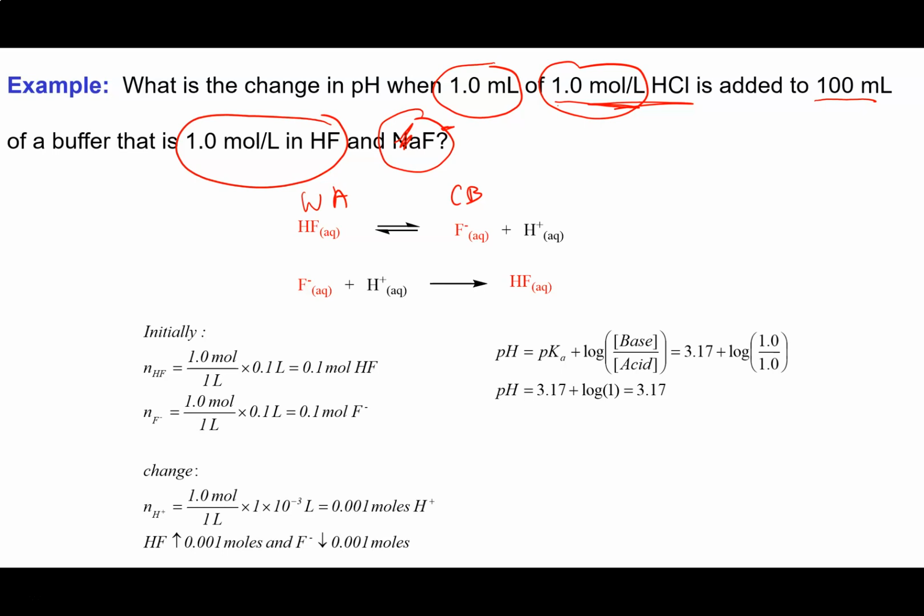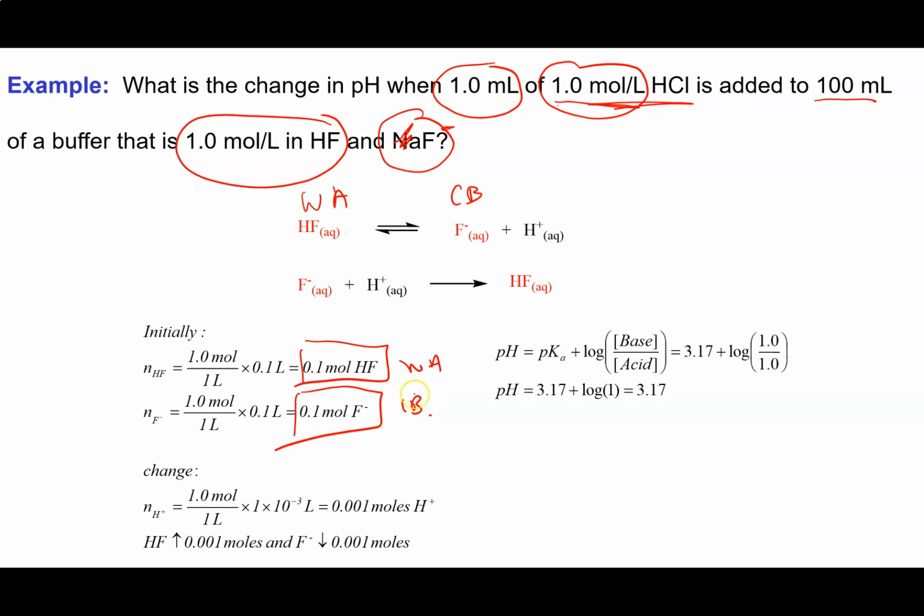So what are we starting with? Okay, so we're going to do a couple of things here. We're going to figure out the number of moles of our acidic and basic components to begin with. So they're both 1 mole per liter, and we have 100 mL or 0.1 liters of each. So that means that we've got 0.1 mole of both our weak acid and our conjugate base.